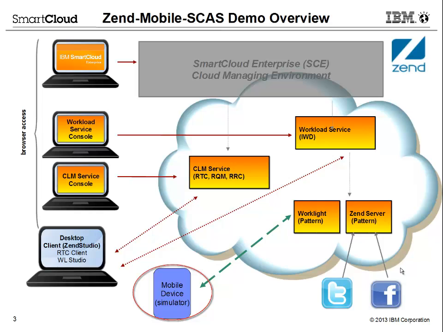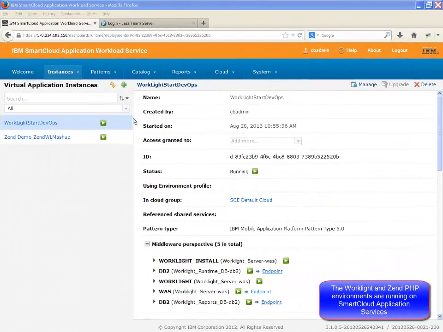The mobile device will connect to the Worklight pattern to display this information. The CLMS service will be used to collaborate between the different team members. And we have an IDE with the Zend Studio, the Worklight Studio, and the RTC client for collaboration.